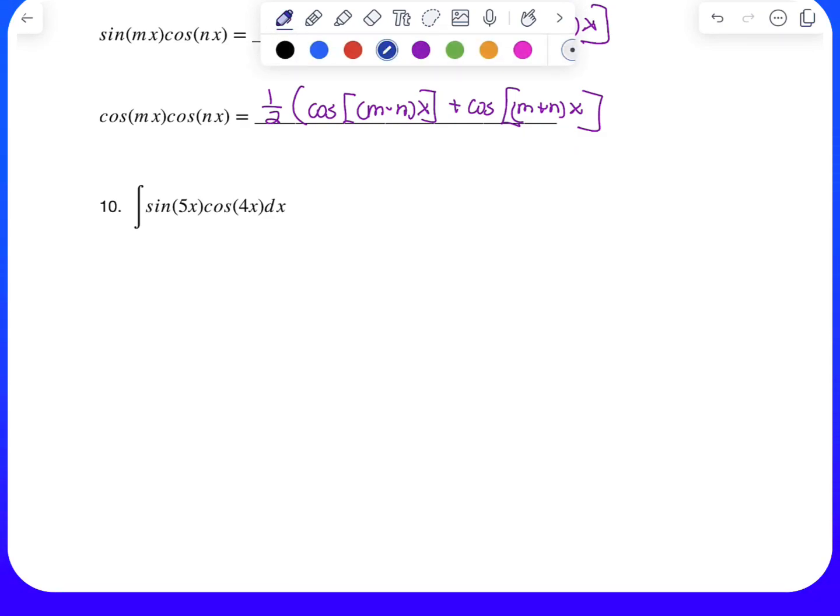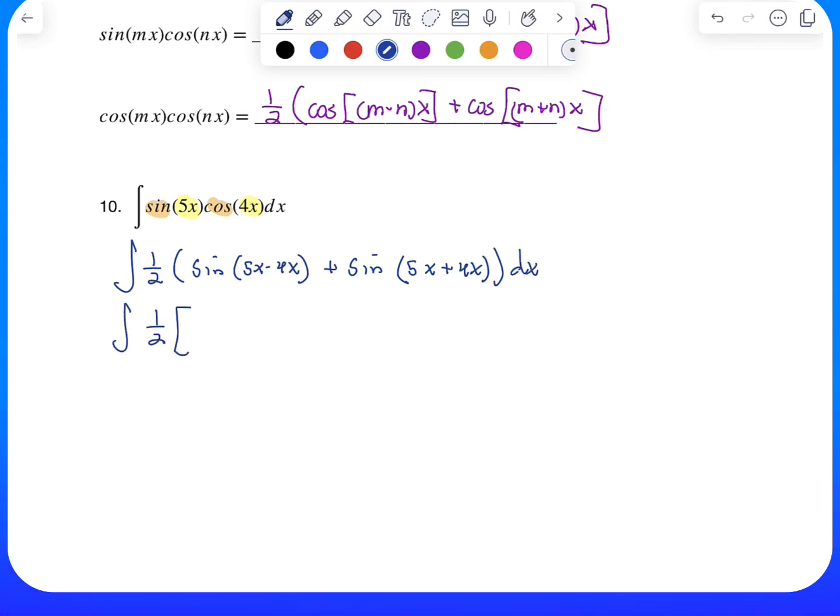So here in number 10, I have the integral of sine of 5x times cosine of 4x dx. So I have different trig functions, one sine and one cosine. And so I'm going to use my second formula where I'm going to have the sine and it's going to be added. So I get 1/2 of my sine of the difference, so 5x minus 4x, going to give us x, plus the sine of the sum, 5x plus 4x, which will be 9x. So you can skip this step and go straight to this one. So that's 1/2 of sine of x plus sine of 9x.